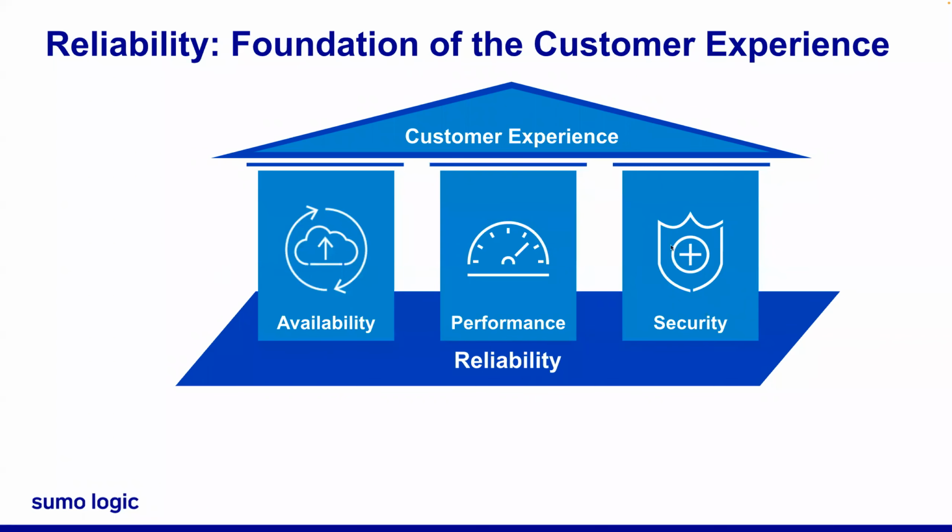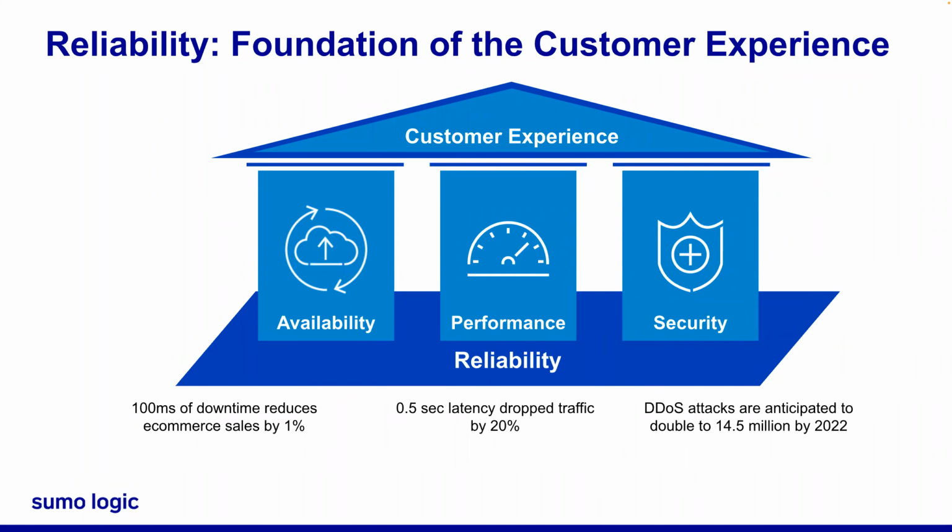So for example, 100 milliseconds of downtime might not sound like a lot. It's 1/10 of a second, but that's been shown, and there's evidence that it has reduced e-commerce sales by 1% for a well-known CDN or content delivery network service provider. So 100 milliseconds reduced sales by 1%.